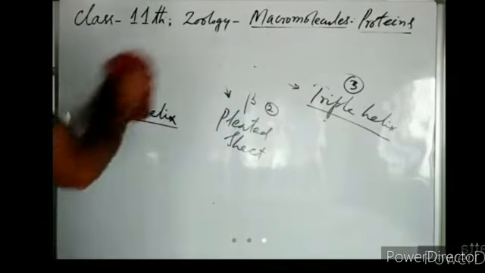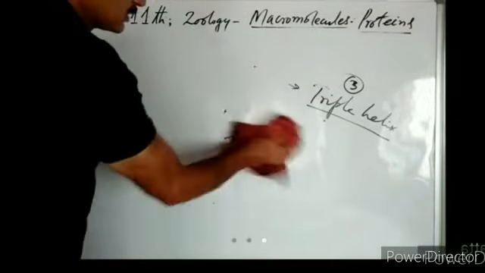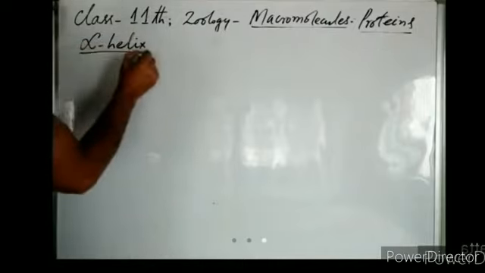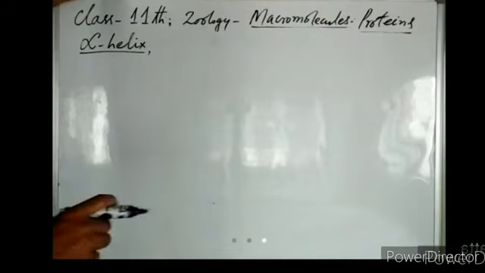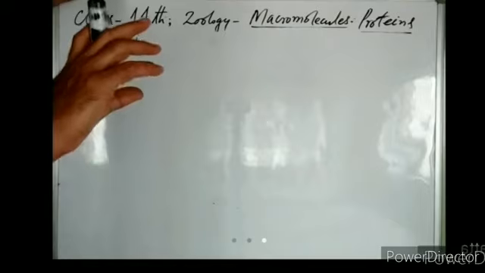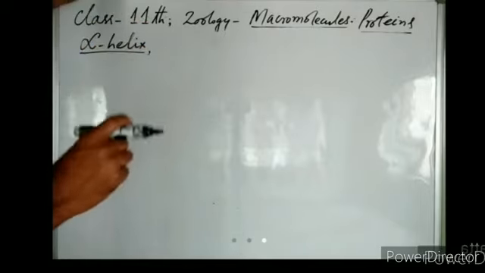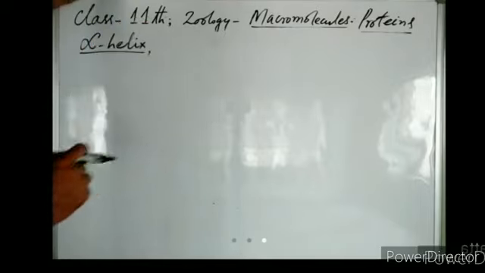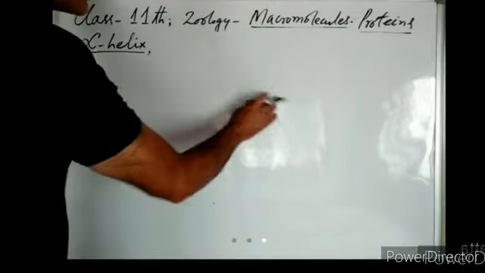As the name indicates, helix means in the form of a coil. So an alpha helix is a long chain of amino acids, which is coiled around an imaginary axis to form a helix-like structure, to form a helical structure.